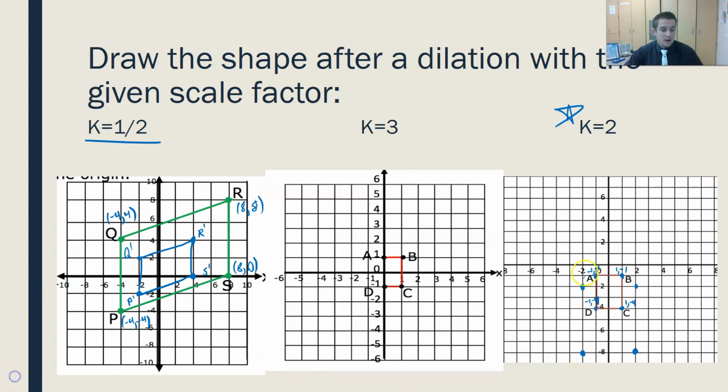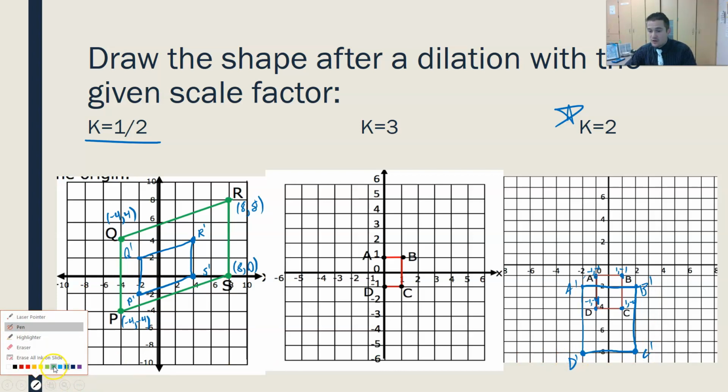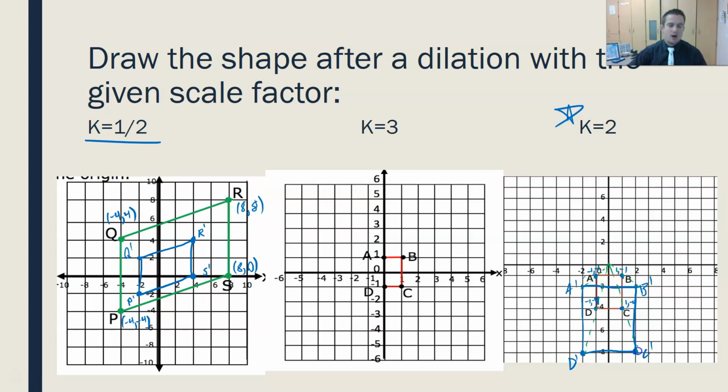See that? So now if I connect the dots, notice that I'm going to have this rectangle right here. This is A prime, B prime, C prime, and D prime. And let me change colors one more time. Note again, if I were to write a dotted line through these points here from the origin, notice that I would line up exactly on the points on my dilated image. Okay?